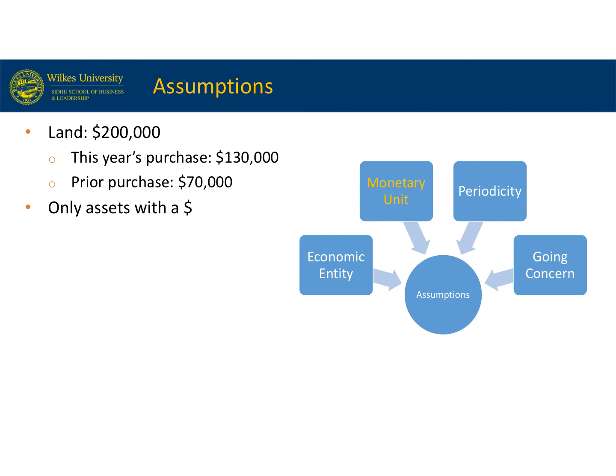The monetary unit assumption, as it applies to U.S. corporations, is that U.S. dollars are stable in the long run. For example, the balance sheet of a company shows land at a value of $200,000, even though one parcel was bought 5 years ago for $70,000 and another parcel was purchased this year for $130,000.